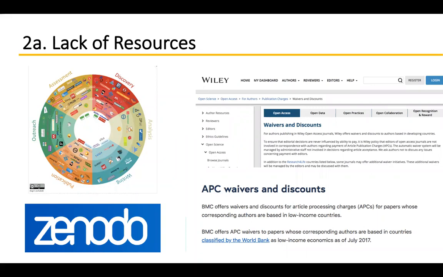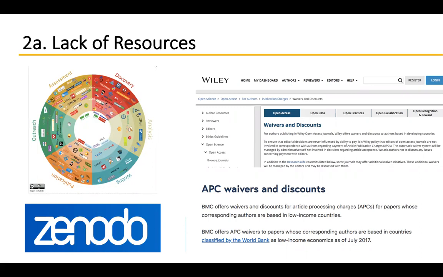In the top right, you will see a screenshot from Wiley. There are a lot of concerns about institutions not having funds to support open access publishing, but many journals, like the Wiley journals, will have waivers and discounts for authors publishing from developing countries. This can mean that you can get up to 100% discount for your APCs, your article processing charges. It is important to note that these APC waivers and discounts are not always visible on the homepage of the journal. And sometimes you do have to search around a little bit on the website to be able to find out if there is a waiver.